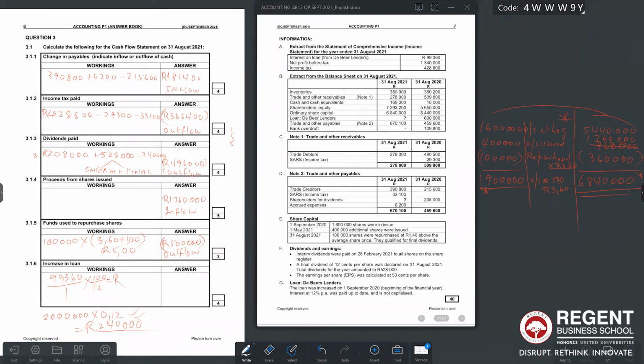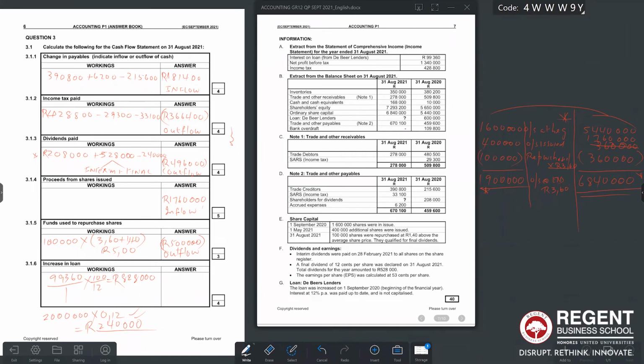Do you get 828,000? Yes, Umar, well done. You got 828,000. This is what the new loan is. 828,000, yes, is the new loan. The question is, how much did you increase it by? They asked you the increase in loan. How much did it go up by?